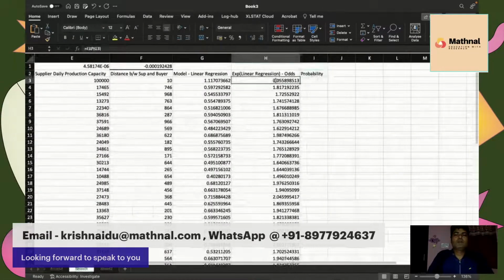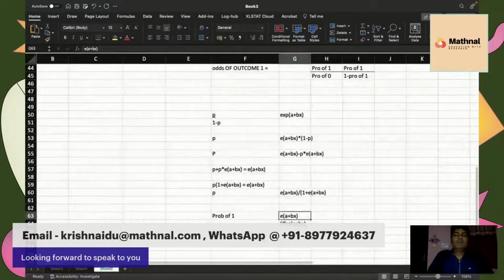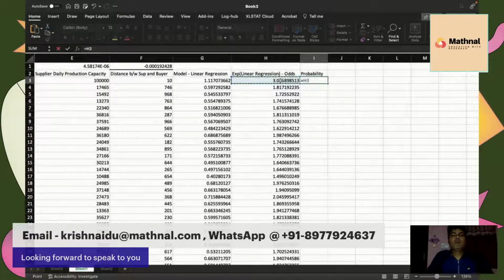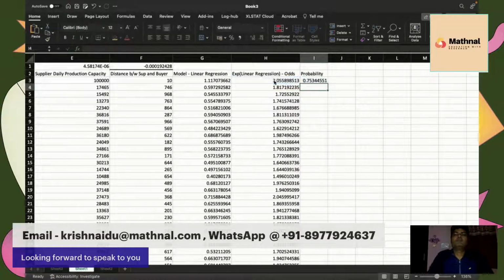So what we have found here is e to the power a plus bx divided by 1 plus e to the power a plus bx. I'm going to put this in my model: e to the power a plus bx divided by 1 plus e to the power a plus bx. This is my probability of 1.